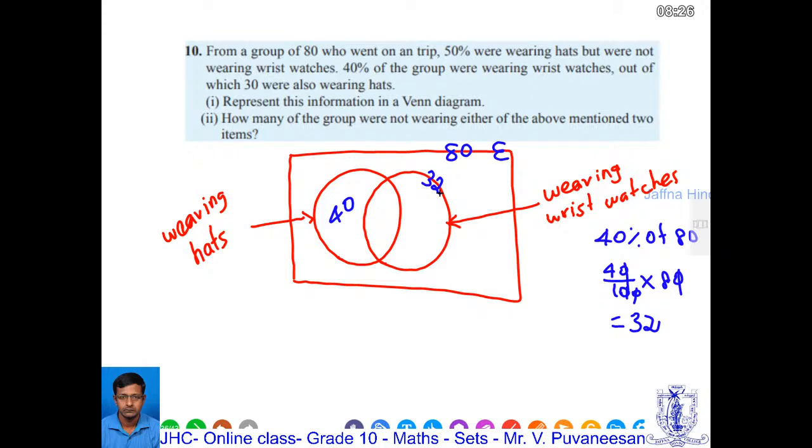Wristwatches, out of which 30 were also wearing hats. So the intersection is 30.